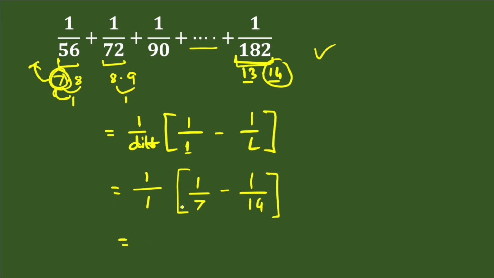Now we'll simplify quickly. It is 1 by 1 is 1, and this value 1 by 7 minus 1 by 14 will be 1 by 14. So friends, this is our answer. So how quickly we can solve this problem of series. So friends, moving to the next.